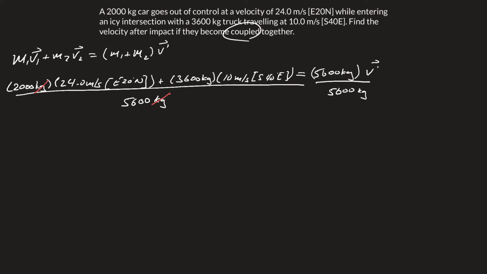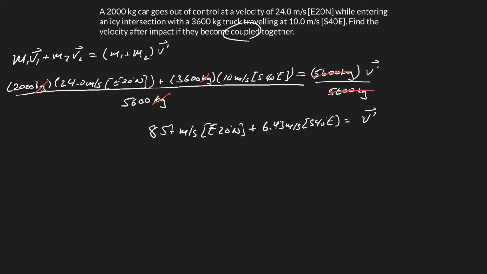I'm going to move that over a little bit here. Let's try again. So 8.57 meters per second in the same direction as before, east 20 degrees north, plus 3,600 times 10 divided by 5,600, 6.43 meters per second south, 40 degrees east. That's equal to my v prime, because of course this cancels out. This again is just an exercise in vector addition. I've got one vector plus another vector gives me my resultant.